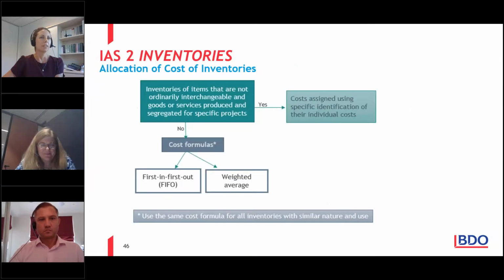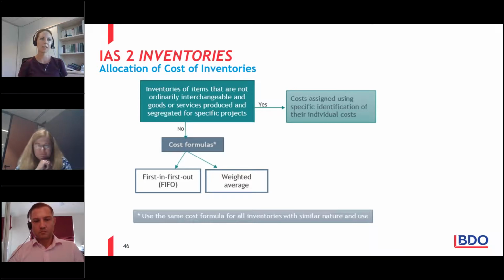And then moving on, considering now the cost formulas that are used to assign cost to inventories. The flow chart here shows the different requirements and options available. Starting in the first box, say we have an entity that sells a low volume or very high value inventories that are not ordinarily interchangeable, or if the entity engages in specific projects, we move to the right in the flow chart, and the cost of these inventory items shall be assigned by using specific identification of their individual costs. So no choice in this instance, you have to use the specific cost for those inventory items.